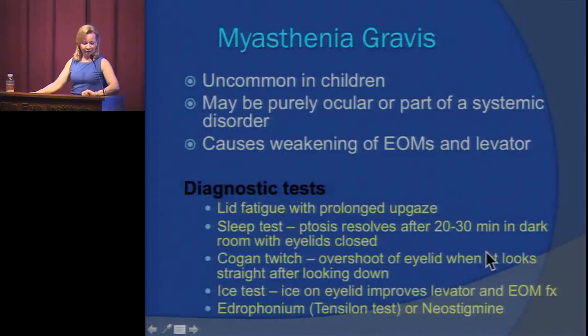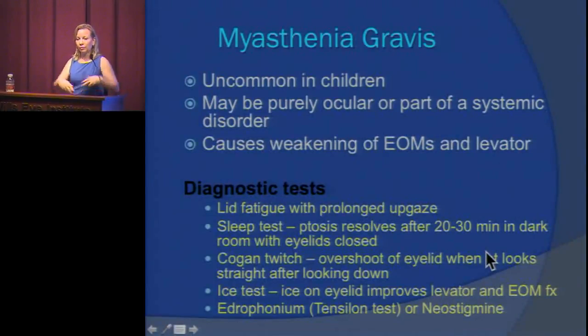Myasthenia can cause a lot of incomitant strabismus. It's common in adults but can occur in children. I diagnosed a 3-month-old with myasthenia gravis, but it's pretty uncommon in children. It may be purely ocular or part of a systemic disorder, and it causes weakening of the extraocular muscles and the levator. The diagnostic tests you want to know about, again, for broad questions, are lid fatigue with prolonged upgaze.